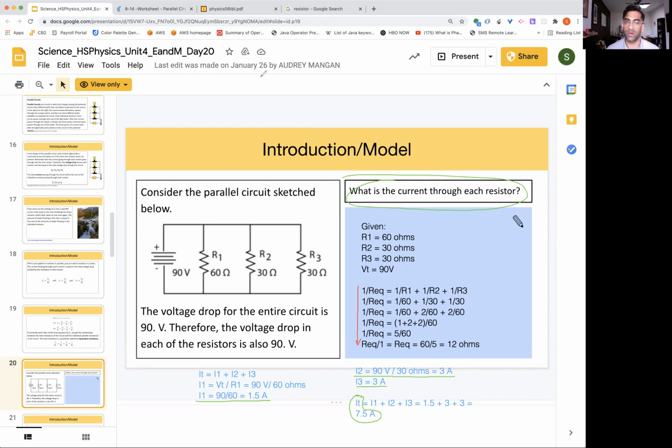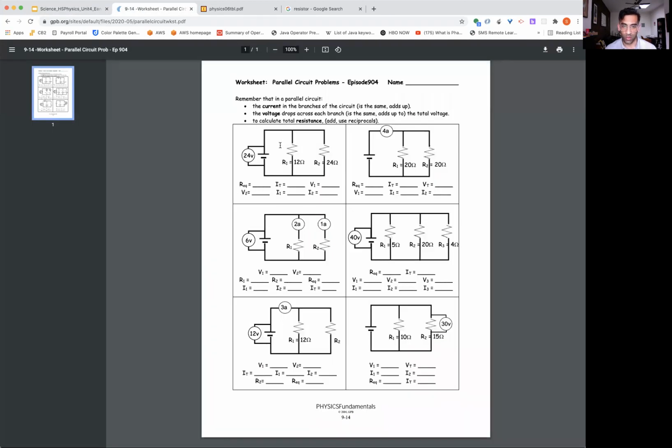Now, I thought maybe quickly I would do one more just to underline this technique. So we've done everything that you might have to do for calculating voltage, current, resistance in a parallel circuit. Let's do it one more time to reinforce. So I've got a separate worksheet here. Again, we know the voltage of the battery, it's 24 volts. And then also we know the resistance on each lane, if you will, in our parallel circuit.